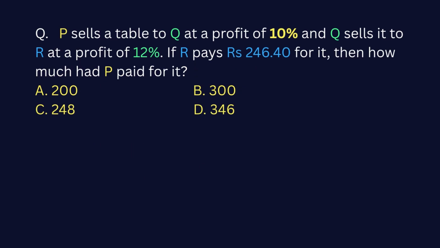P sells a table to Q at a profit of 10% and Q sells it to R at a profit of 12%. If R pays rupees 246.40 for it, then how much had P paid for it? Is it option A, option B, option C, or option D?